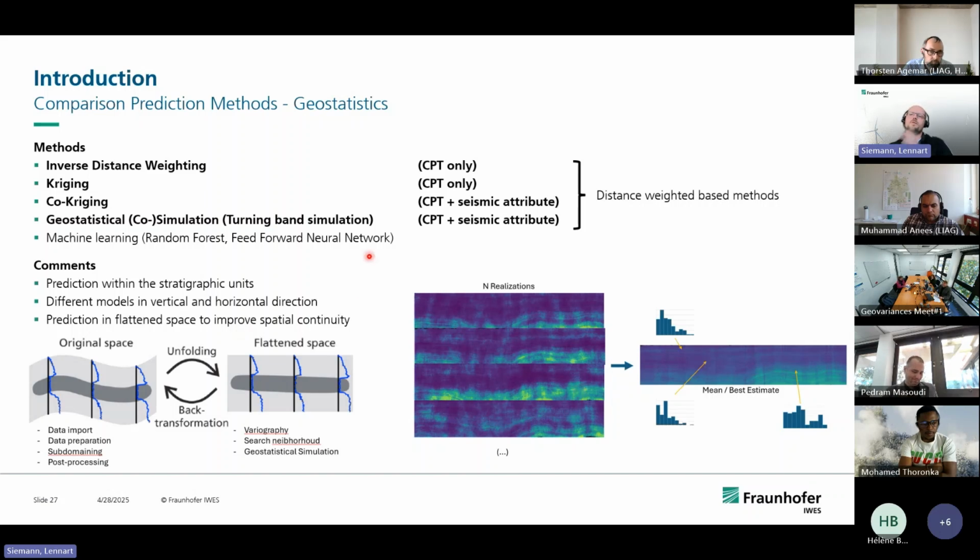We consider the vertical and horizontal directions separately. I think that makes sense, because horizontally we have quite good spatial continuity, whereas vertically, as you see in this small example, we have a lot of changes, so this is why we consider them differently. And what we also do is predict the whole thing in the flattened space. So we did the unfolding, which is also part of Isatis, and did the prediction in this flattened space, and then back-transformed the data, which is very nice because it gives you, at the end of the day, these nice geological structures back.